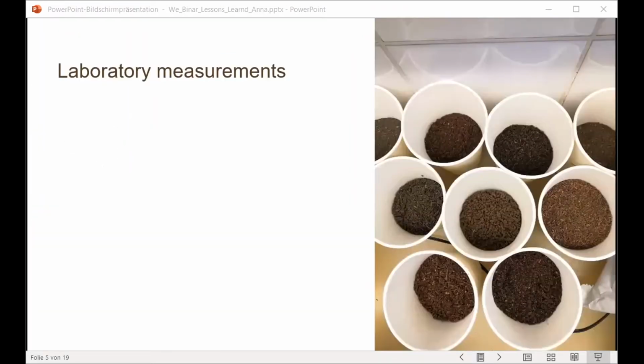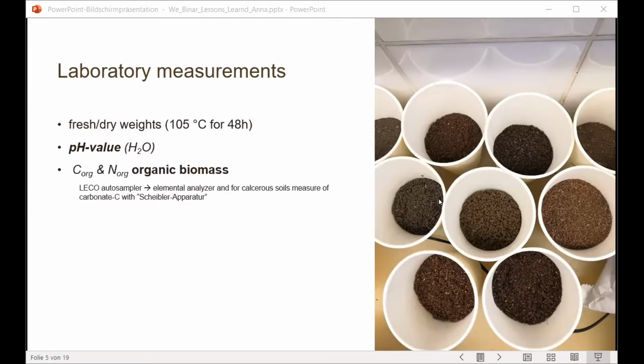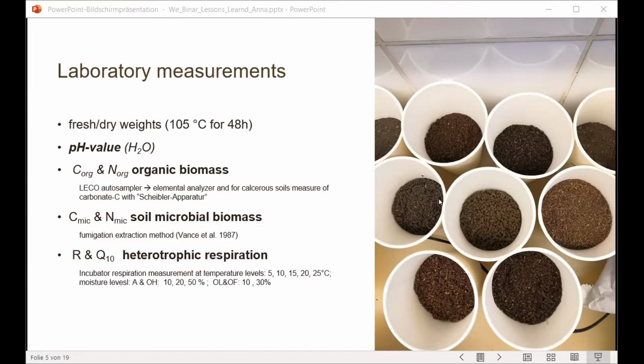With our laboratory measurements, we are almost done. We measured fresh and dry weights for bulk density, pH values, soil organic biomass, soil microbial biomass, and heterotrophic respiration, inclusively temperature and moisture response.